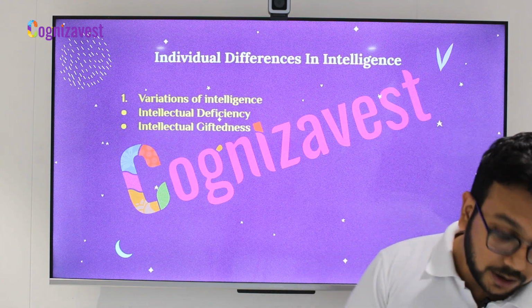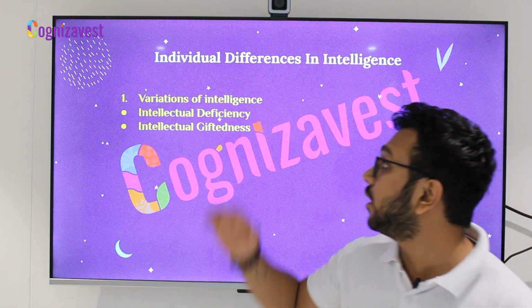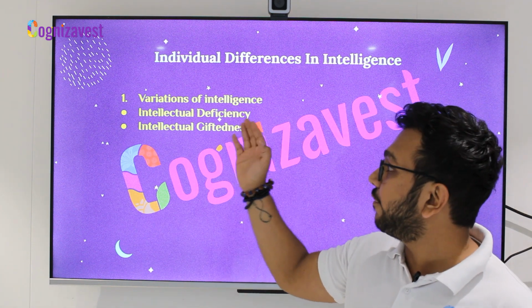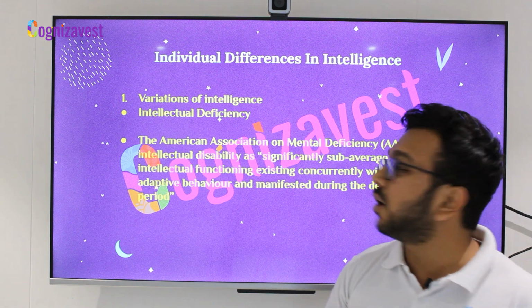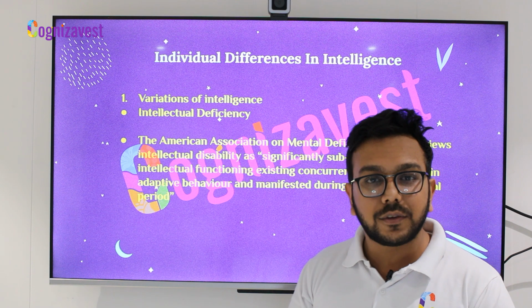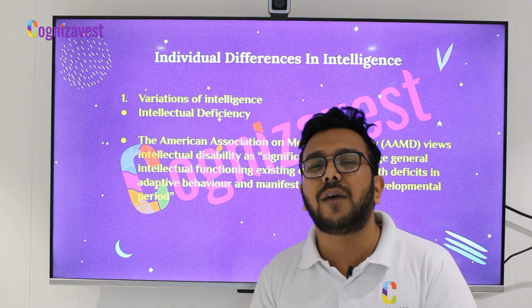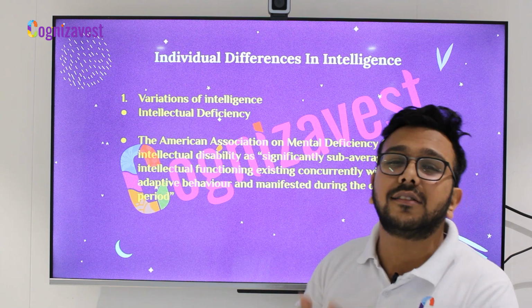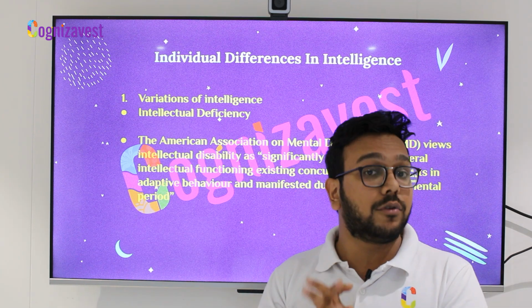Okay, moving on, we have our variations of intelligence. In this, we have two subtopics, which is intellectual deficiency and intellectual giftedness. Okay, in general terms, what is intellectual deficiency for you? Maybe, when you think that, okay, he or she is not that smart or not that intelligent or stuff like that. But in your book and for your board exams, you do not have to write that.